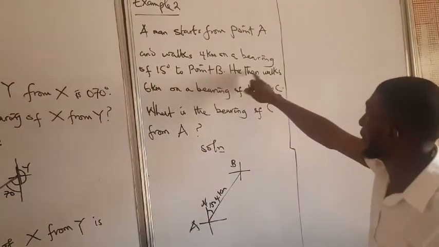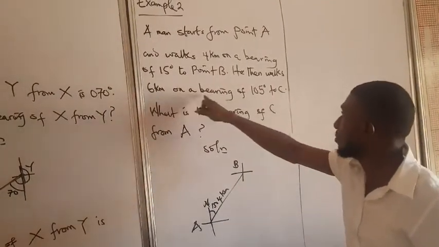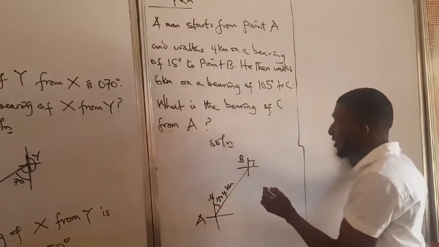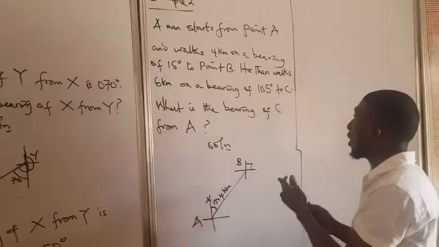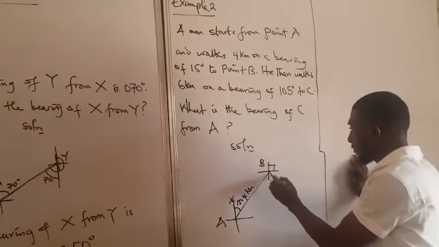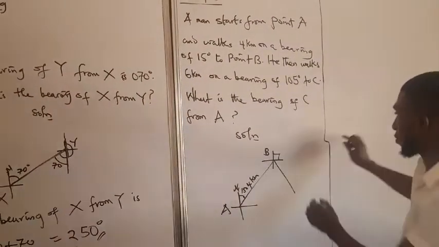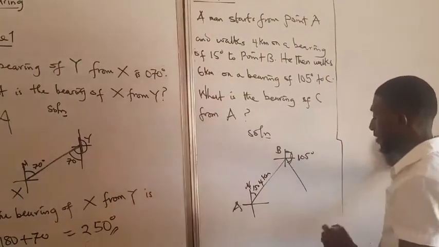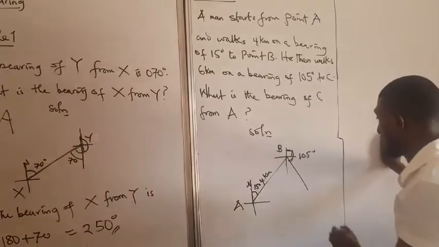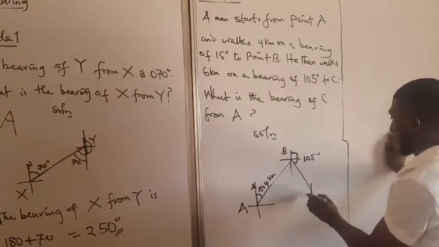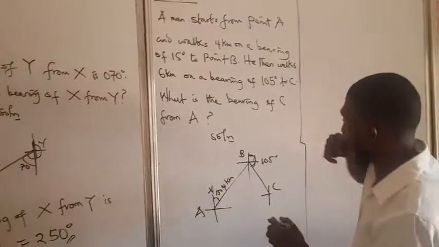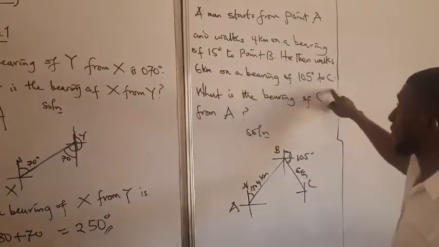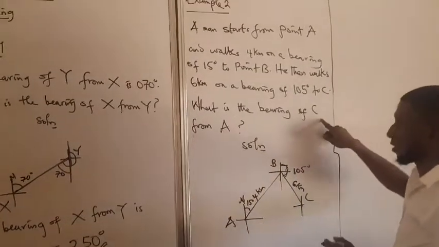And he then walks 6 kilometers on the bearing of 105 degrees. Therefore, at this point B, the bearing of 105: if this is 90, 90 plus what will give us 105? 90 plus 15. Therefore, we have it like this, 15 here plus 90, 105 degrees, to another point C. How many kilometers? 6 kilometers. They now ask us to find the bearing of C from A.